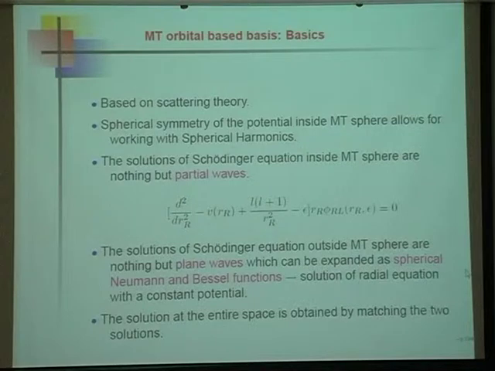So this entire method is based on some scattering theory. The spherical symmetry of the potential inside the muffin tin sphere allows us to work with spherical harmonics. So the solutions of the Schrodinger equation inside the muffin tin spheres are nothing but partial waves. And the solutions outside are nothing but plane waves, as you have seen in the LAPW kind of method. What the LMTO or the muffin tin orbital-like methods do is to expand these plane waves in terms of spherical Neumann and Bessel functions. That was the basics of your scattering theory. And the solution of the entire space is obtained by matching these two different solutions at the boundary of this muffin tin sphere. So that's the basic philosophy.